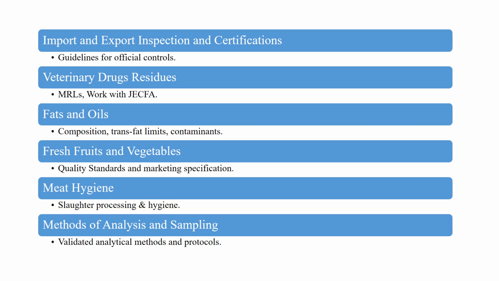The Codex Committee on Methods of Analysis and Sampling provides validated analytical methods and protocols for sampling, because sampling is the first step in order to perform the analysis, even a moisture analysis. If the sampling is not done as per protocols, then there is a chance of the occurrence of errors, and it will affect the precision and accuracy of the results.